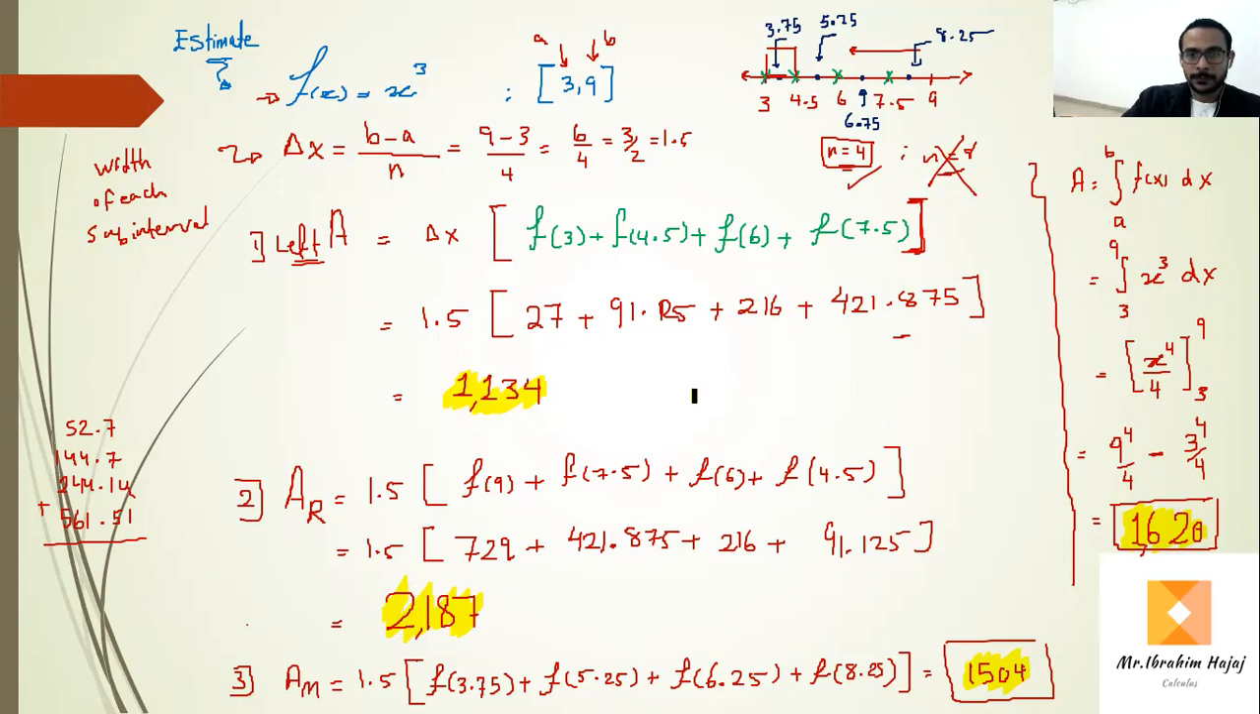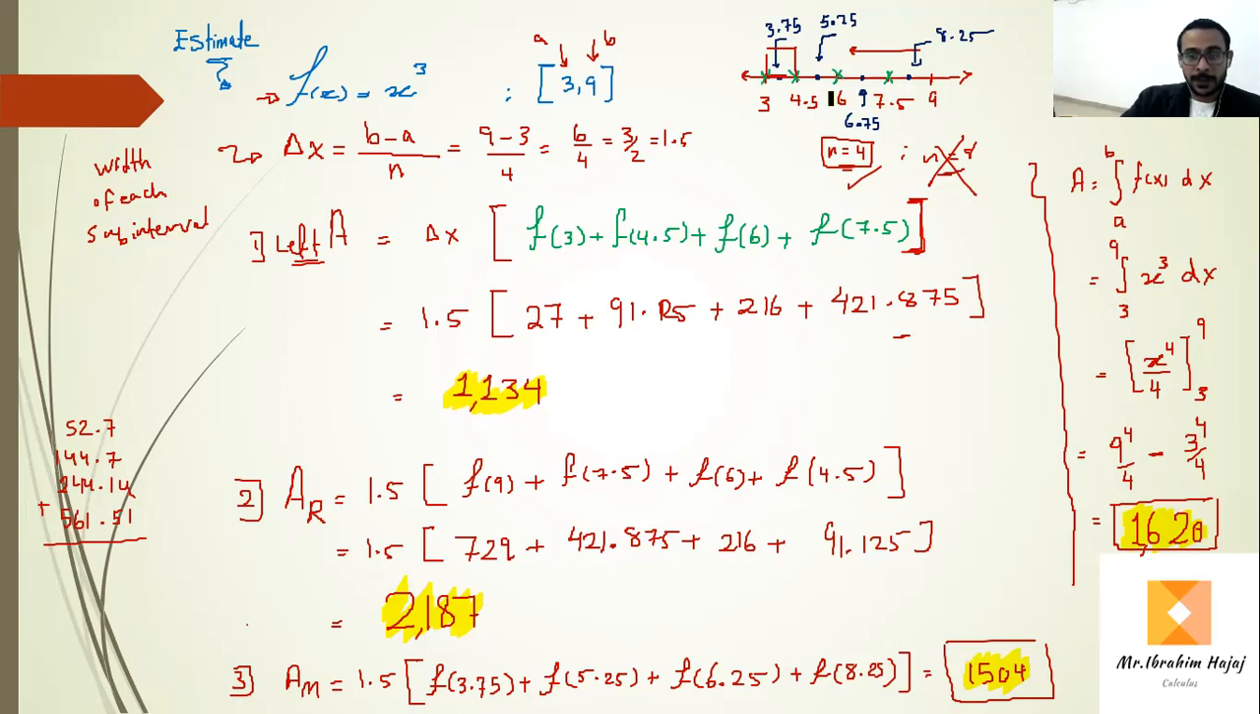Mr., I have a question. When we take, for example, left, I get the left one, but I didn't understand the difference between left, right, and midpoint. Good question. The difference is only in choosing the points. In the left rule, I used 3, 4.5, 6 and 7.5. I start from the left, from the 3, and take 3, 4.5, 6 and 7.5 only. I always take 4 points.